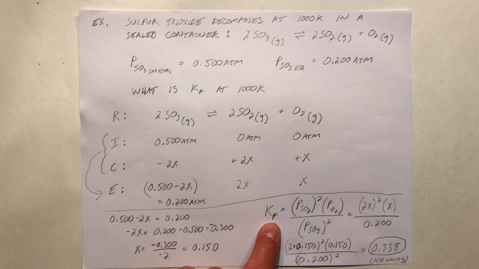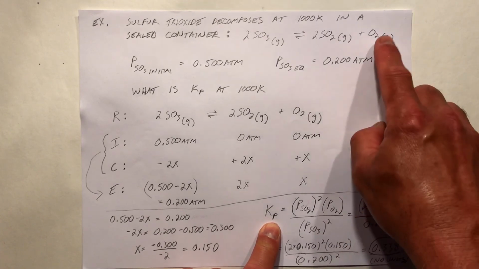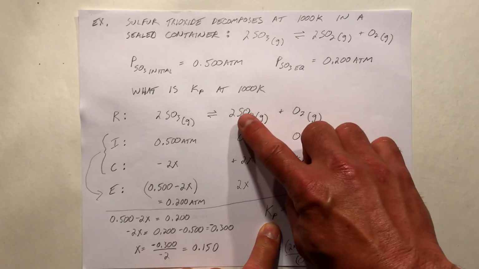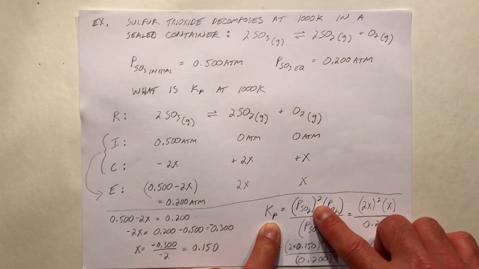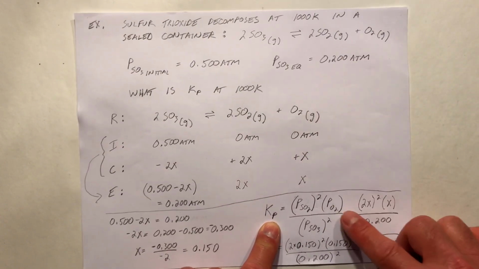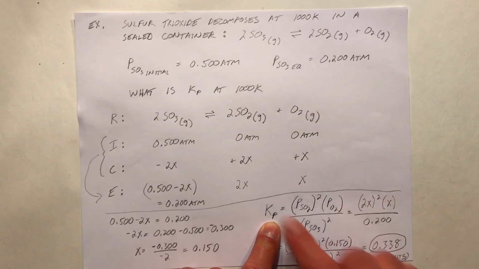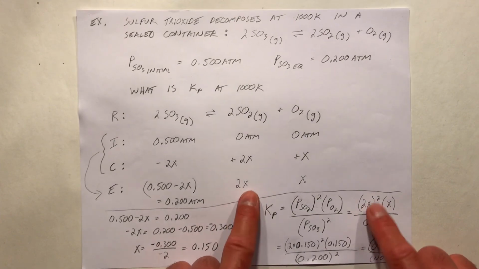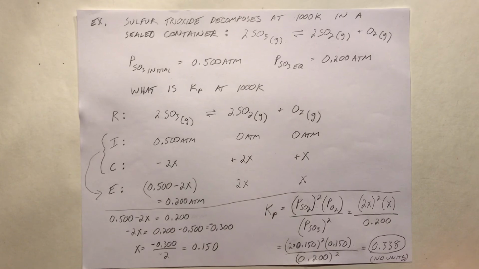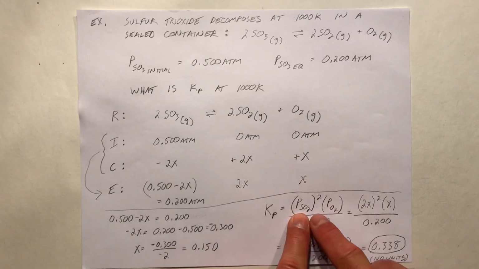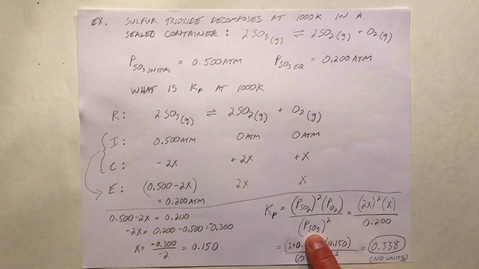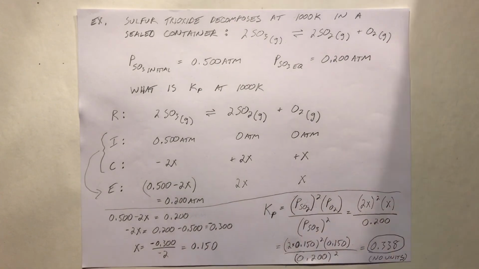Now, we know that Kp can be put together based on the balanced equation. So, the partial pressure of this chemical squared times the partial pressure of this chemical to the first power, because there's a coefficient of 1, divided by the partial pressure of this chemical squared. And that's equal to, at equilibrium, 2x squared multiplied by x, right? Because this would be 2x, and we have to square that. This would be x. And then the partial pressure of SO3 at equilibrium is 0.2. So we have to square that 0.2 value.